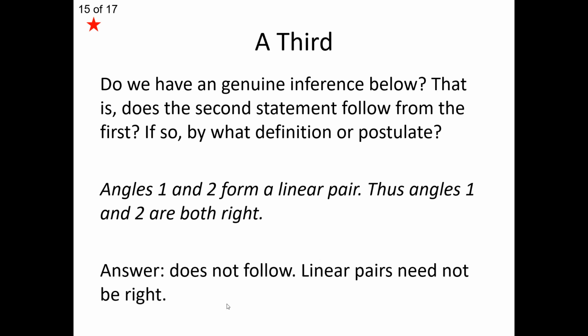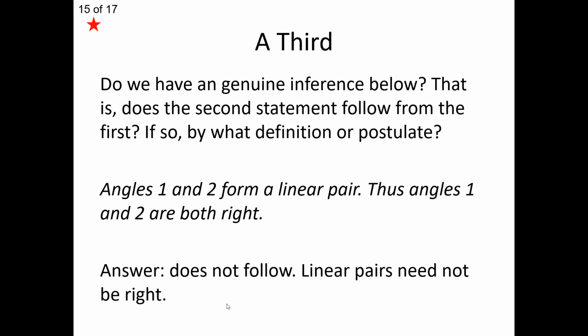Nowhere in the definition of linear pairs does it say anything about angle 1 and angle 2 needing to be right angles. They can be any pair of angles as long as they are adjacent and their non-common sides form a line. So they don't necessarily need to be right. That is an improper inference. Could that inference be true? Yes, it could be. But it has to be true 100% of the time. Is it true 100% of the time? No. So it's not a proper inference.